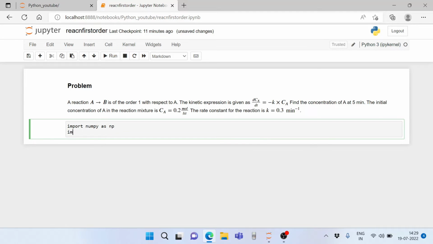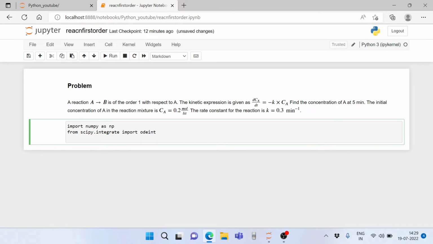and then from scipy.integrate we import odeint. This is the library for solving differential equations. And then we import matplotlib.pyplot as plt for plotting the results.